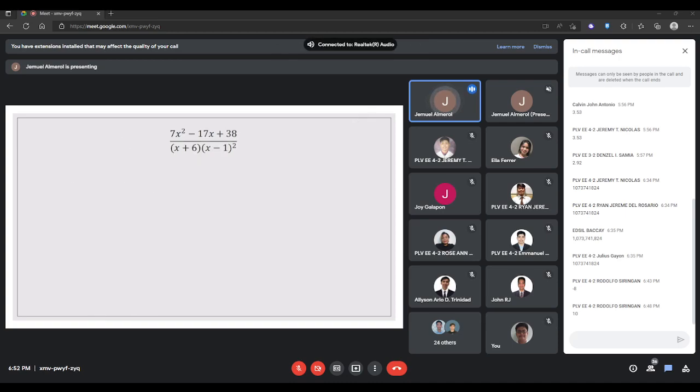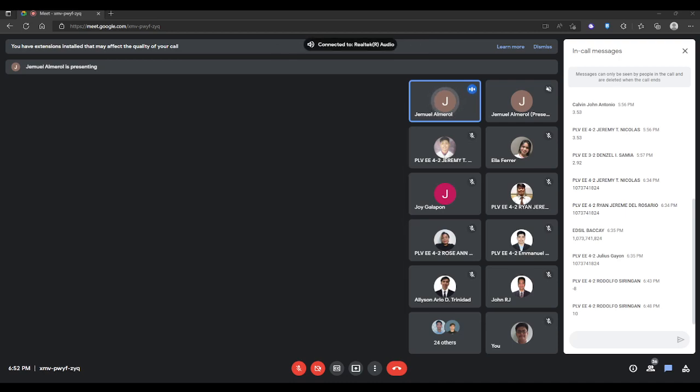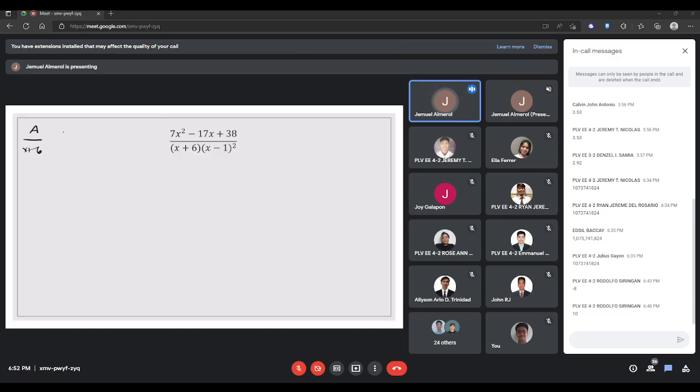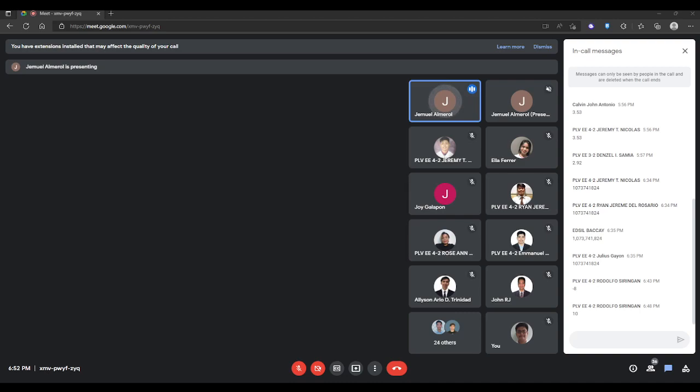Okay, 7x squared minus 17x plus 38. So this is case 2 din. Meron kang x plus 6 tapos x minus 1 squared. So ibig sabihin, ilang roots yan? Naka-square to, so tatlo, no? Assign na lang natin a over x plus 6 plus b over x minus 1 tapos plus c over x minus 1 squared. Once again, multiply natin by the LCD, which is this. Okay, hindi ko na isusulat dito para final answer na lang dito.